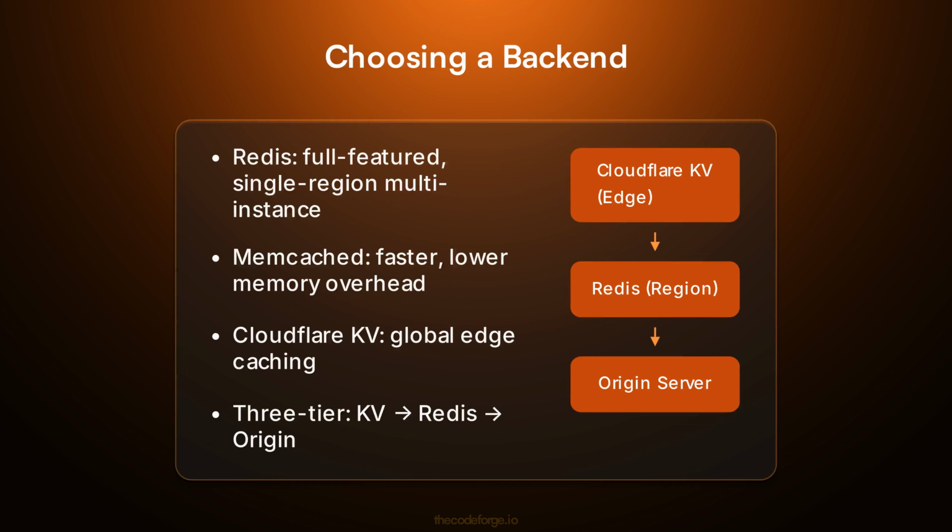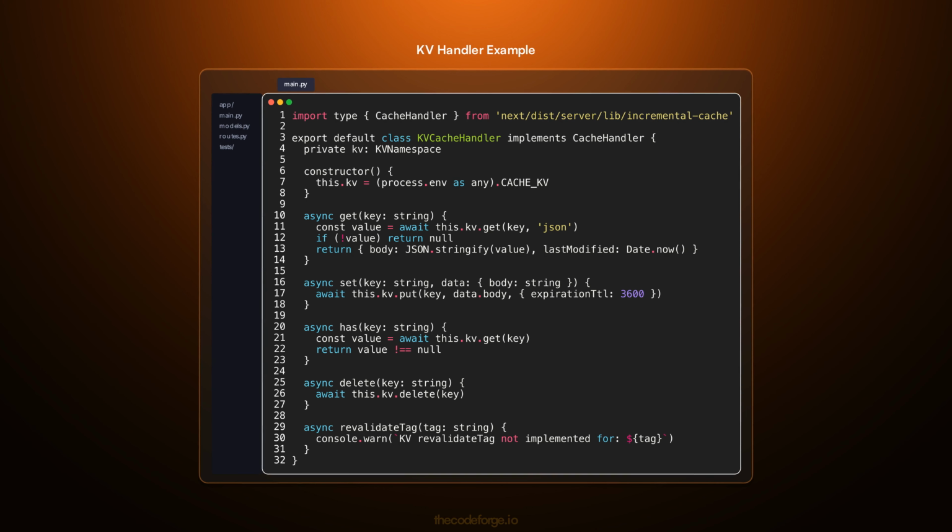Here's a Cloudflare KV cache handler. Note that revalidateTag is not natively supported by KV. You need a different invalidation strategy, like version prefixes. This handler is best for read-heavy, globally distributed apps.